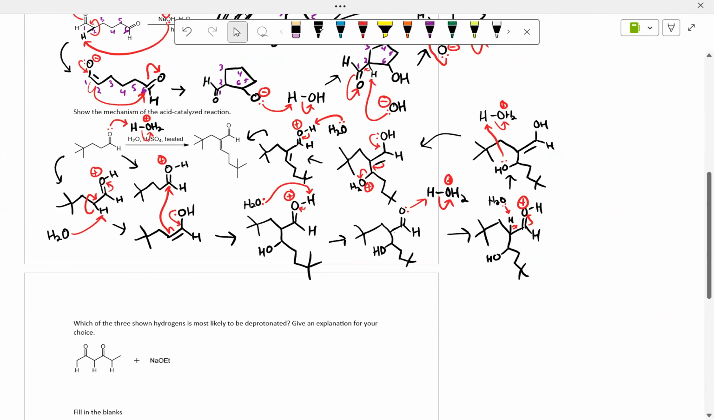With heat, it goes all the way to kick off the alcohol and make an alkene. And then without heat, it would be done at this step right here. But by adding heat, that makes us reprotonate the carbonyl once again and continue on to create the alkene.